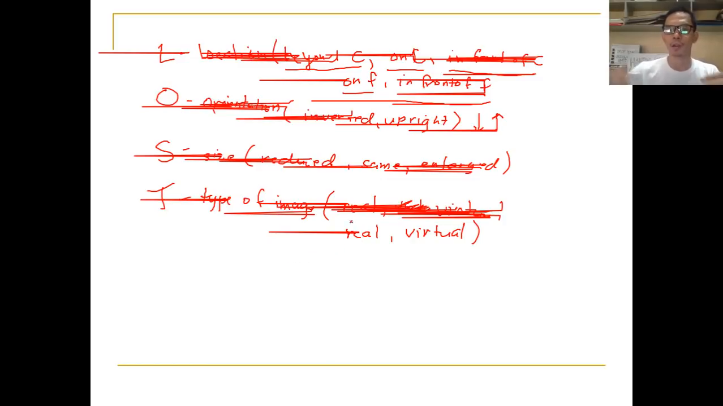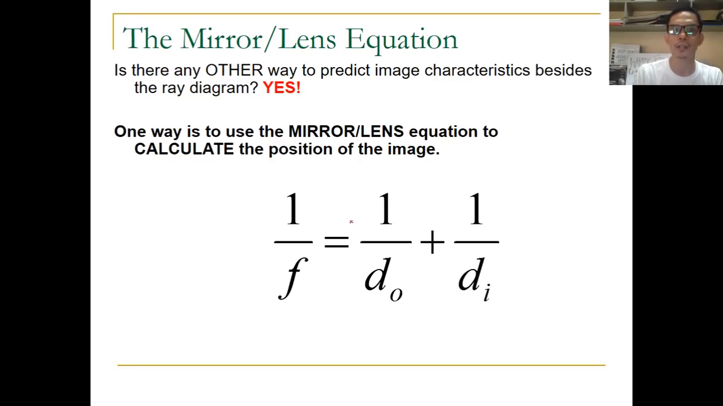From time to time, we are going to use this particular mnemonic in order to find out the properties, or the characteristics, of the image that is formed in your mirror. All right, so here we go. Let's start. Is there any other way that we can predict the image characteristics besides the ray diagram?